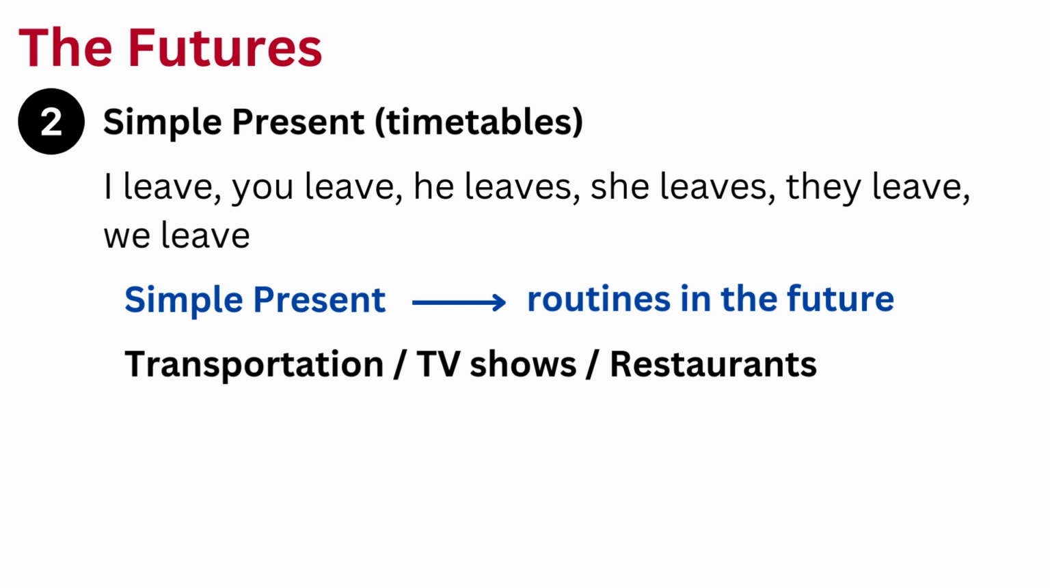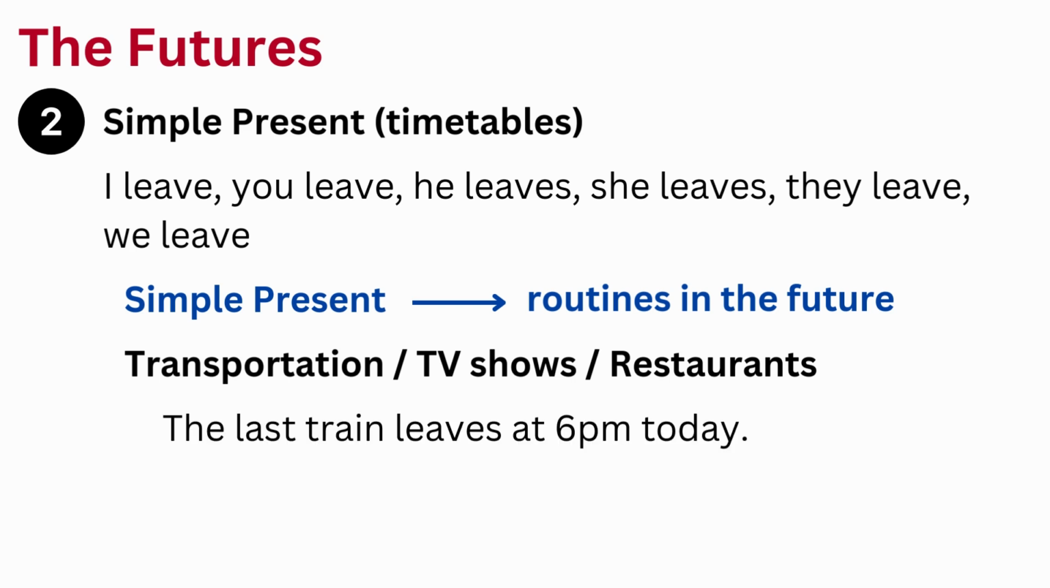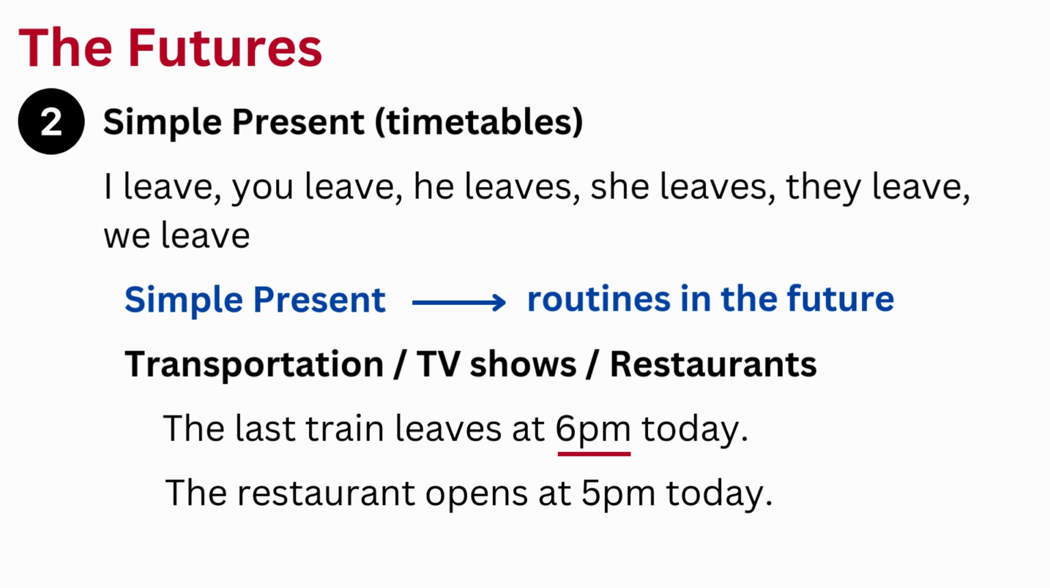Here are some examples. The last train leaves at 6 p.m. today. So 6 p.m. hasn't happened yet. It's in the future, but because this is a scheduled event, it's a timetable event. It's a schedule. We can use the simple present. Here's another example. The restaurant opens at 5 p.m. today. So this hasn't happened yet. Right now, it is 2 p.m. This will happen in the future, but still, I use the simple present because this is a schedule. Every day, the restaurant opens at 5 p.m.